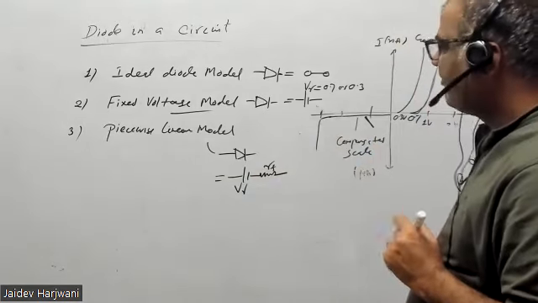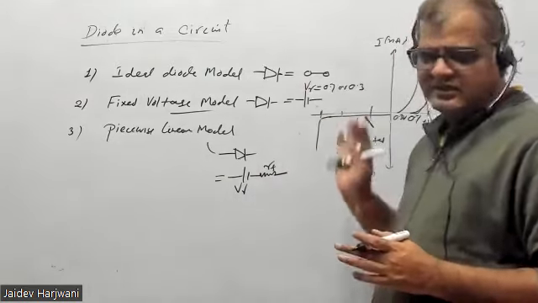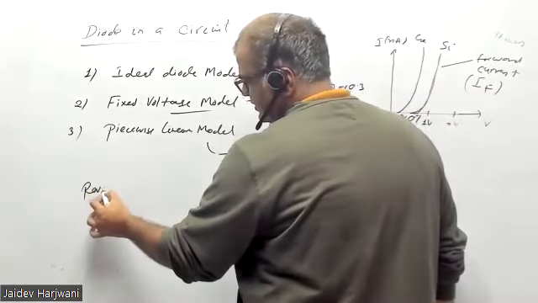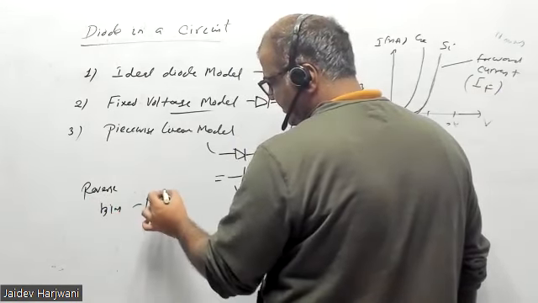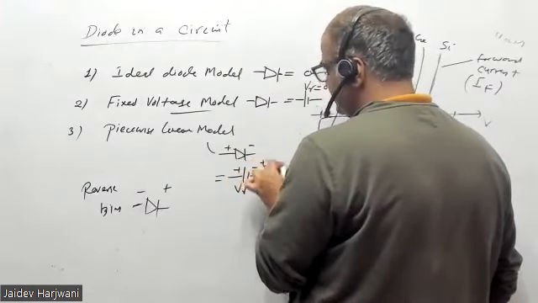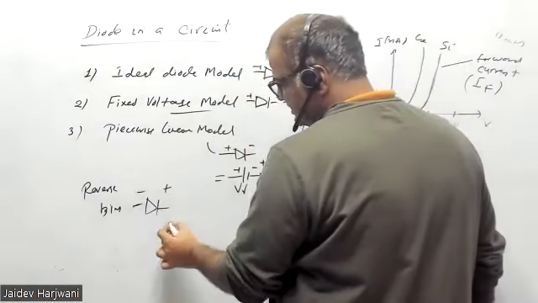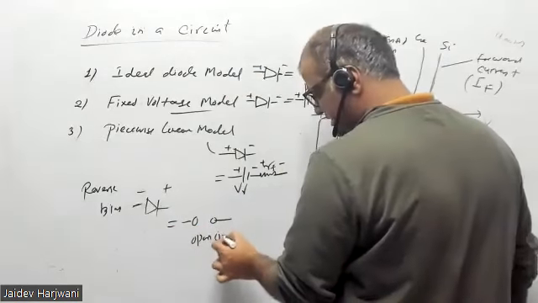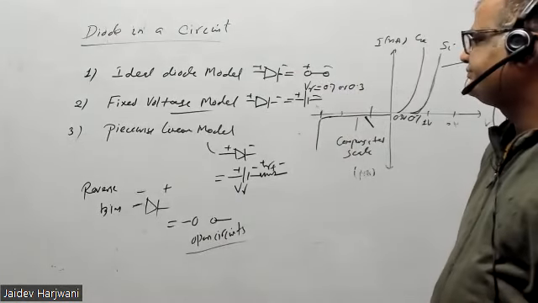Okay, in forward bias, all models are the same. In reverse bias, all models say the diode is open. So whenever the diode is reverse bias, for forward bias it is different. For reverse bias, you can treat the diode as an open circuit. Okay, it's very easy. Within a couple of minutes, we'll understand the meaning of this.